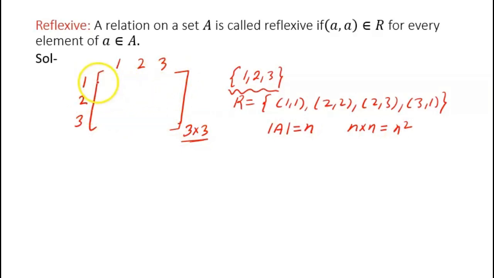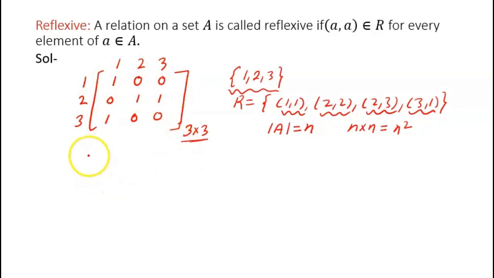So how do you represent this? 1 is related to 1, so you put a 1 here. 1 is not related to 2, so you put a 0 here. 1 is not related to 3, so you again put a 0. Now 2 is not related to 1, so you put a 0. 2 is related to 2, so you put a 1, and 2 is related to 3 also, so you put a 1. And 3 is related to 1, so you put a 1, and 3 is not related to 2, and 3 is not related to 3. So this is the matrix representation. One thing you noted here is that the relation had a total of 4 elements, so in the matrix representation we have 4 ones and the rest of the elements are 0.